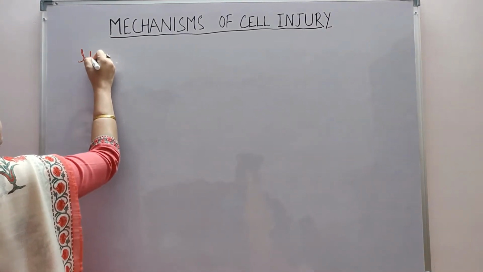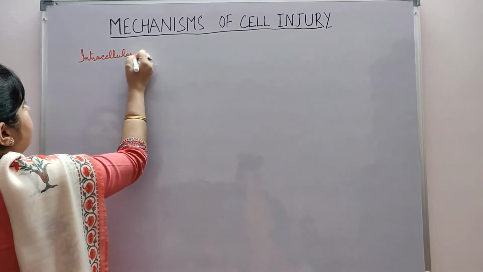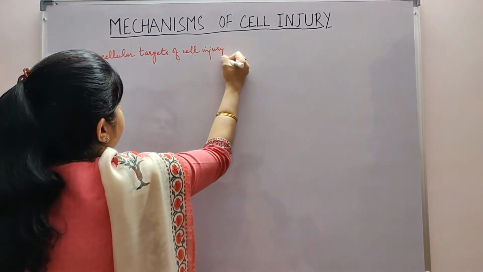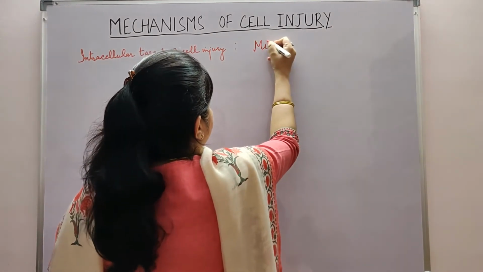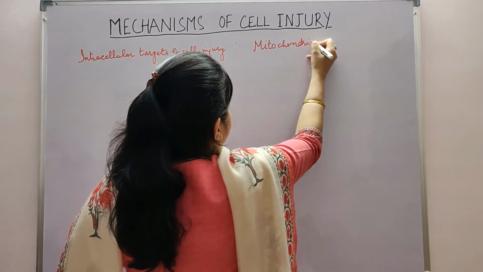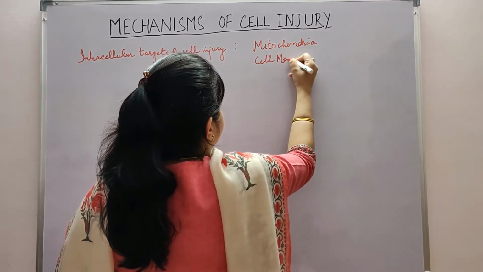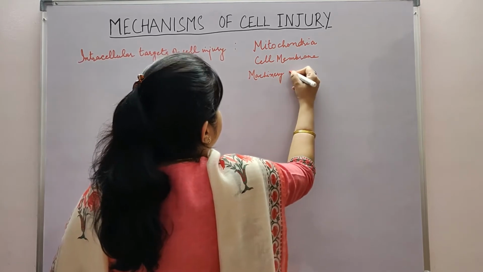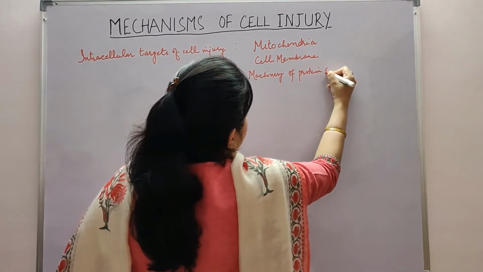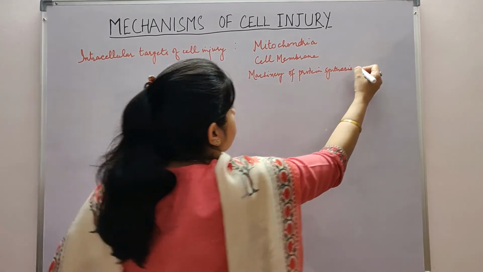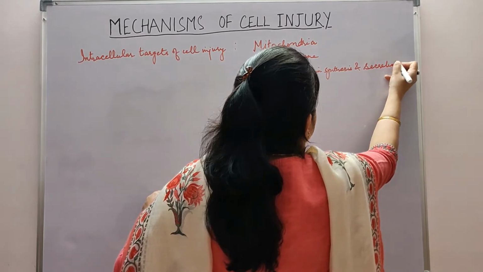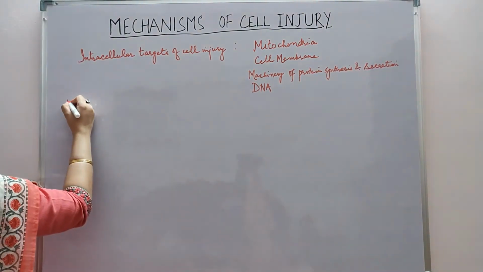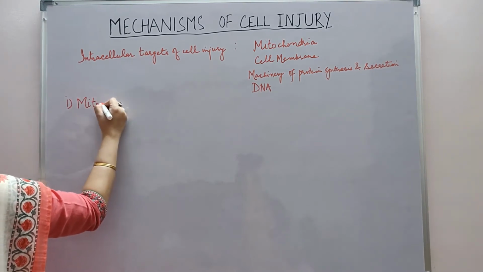What are the principal intracellular targets of cell injury? Mitochondria, cell membrane, machinery of protein synthesis and secretion, and DNA. So coming on to the first, mitochondrial damage.